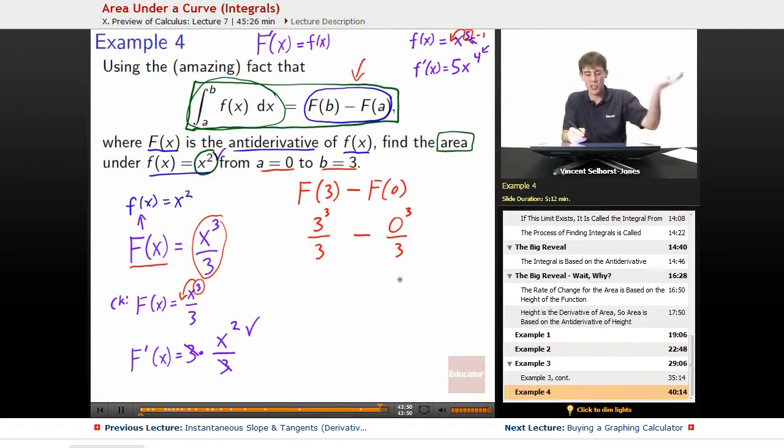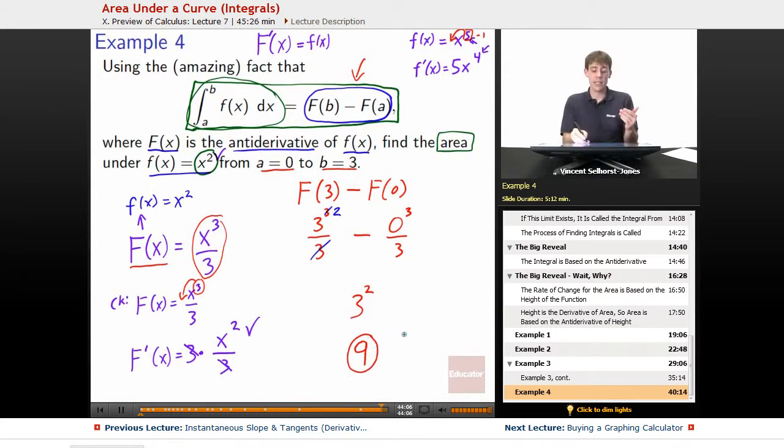0 cubed over 3 just disappears. So we've got 3 cubed over 3. The 3 on the bottom cancels and brings our top exponent down by 1, so we've got just 3 squared. 3 squared is 9. Nice.